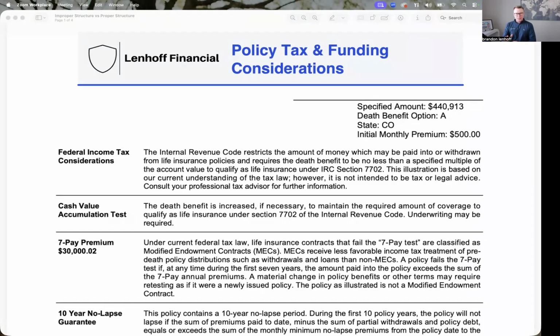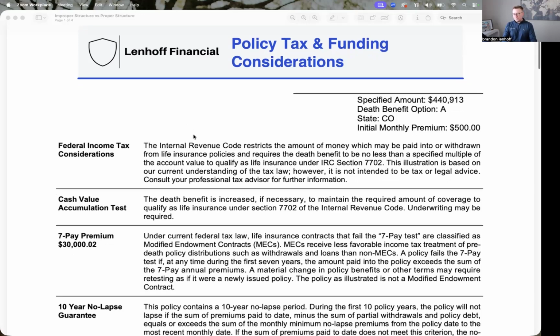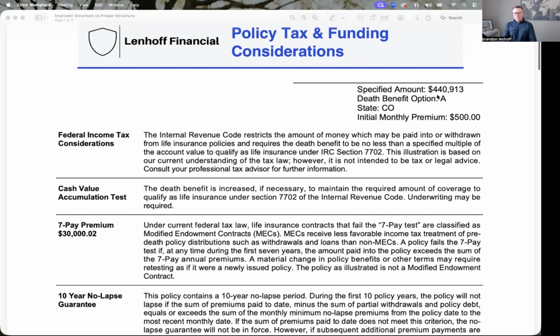So I'm going to go through an example of the actual policy from this week that we saw come through. And I'm going to show you also an example of what it should have looked like. So this person has owned this policy for 3 years, and the death benefit on the policy, you're going to notice, is just under $441,000. The client was paying $500 a month. They never planned on ever paying more than $500 a month. So that's $6,000 per year.